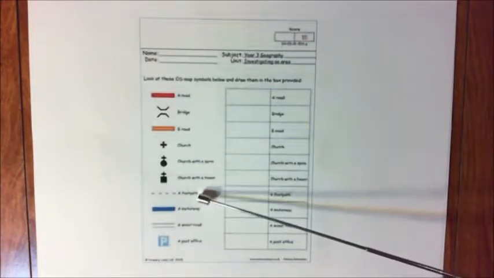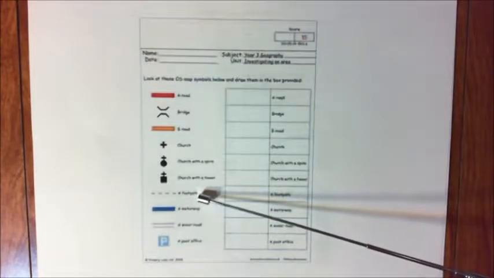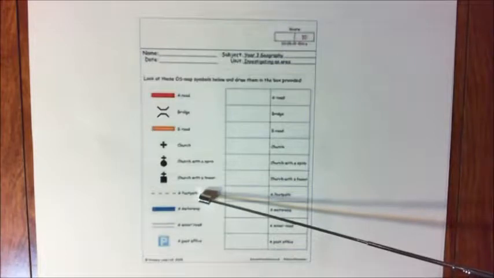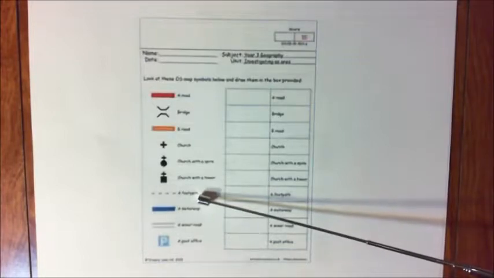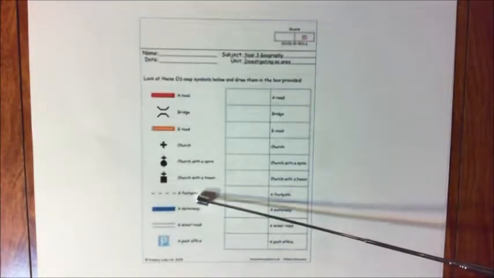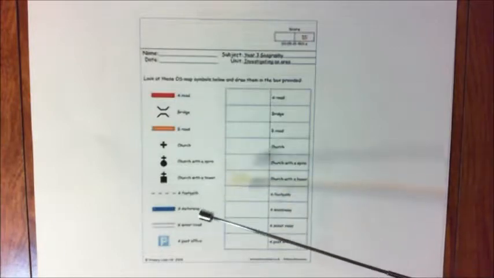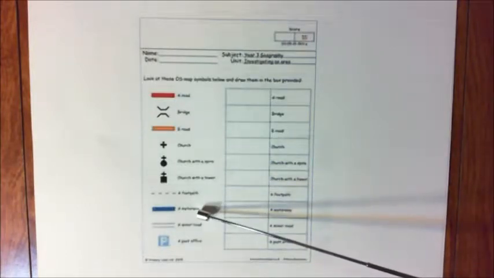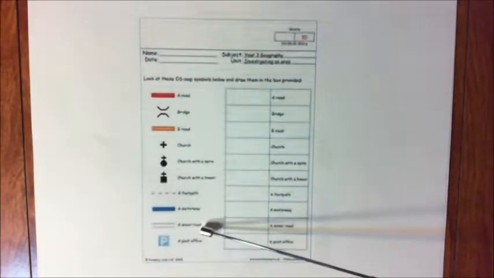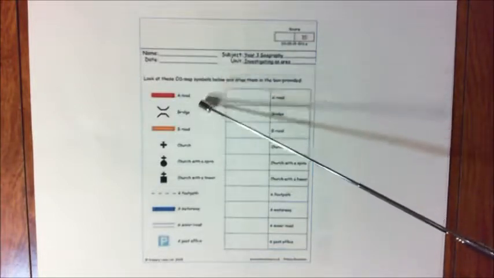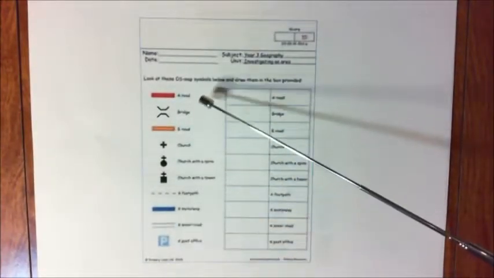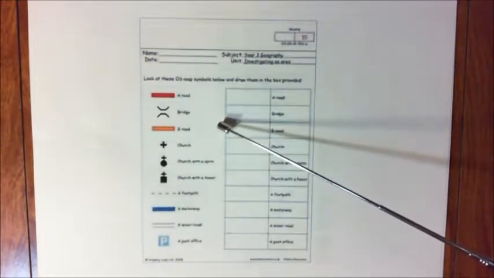Now here, this dashed line, they're having this as a footpath. Now, other maps may call this a trail. In one of the other videos, there was the indication of the dredging of a bay. I can't read that one. P is a post office on this particular map. So again, it doesn't matter that I can't read these right now, but you will be able to read them when you look at your own map.